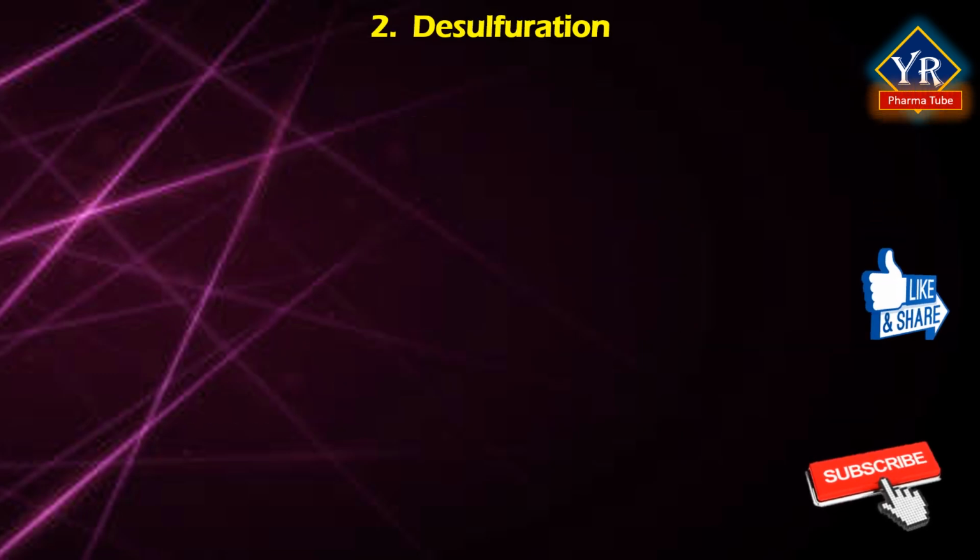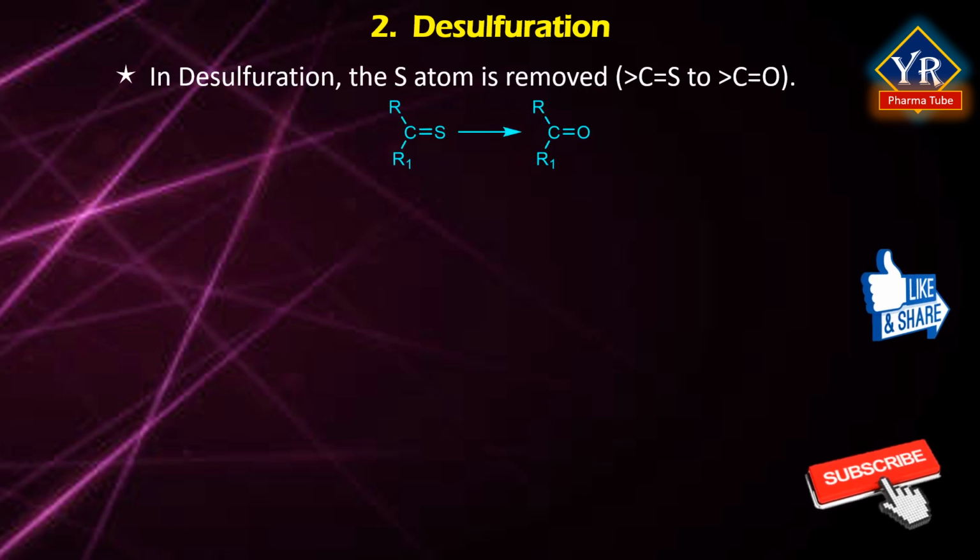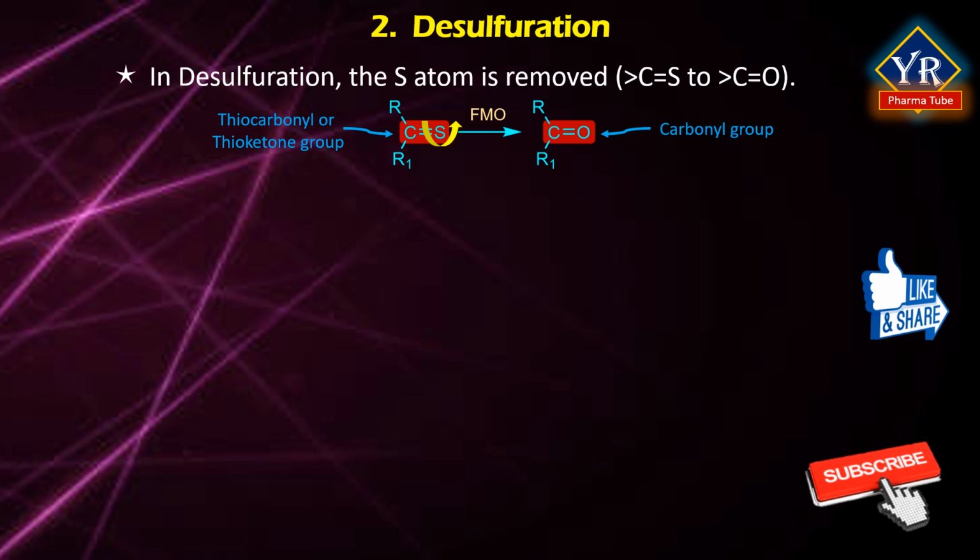Number 2. Desulfuration. Desulfuration is a chemical process in which the sulfur atom is removed or eliminated from a drug molecule. In other words, desulfuration is the oxidative conversion of carbon-sulfur double bonds to the corresponding carbon-oxygen double bond. The carbon-sulfur double bond is also known as the thiocarbonyl or thioketone group, and the carbon-oxygen double bond is commonly a carbonyl group. Thus, desulfuration is simply a process of replacement of sulfur with an oxygen atom in these transformations.